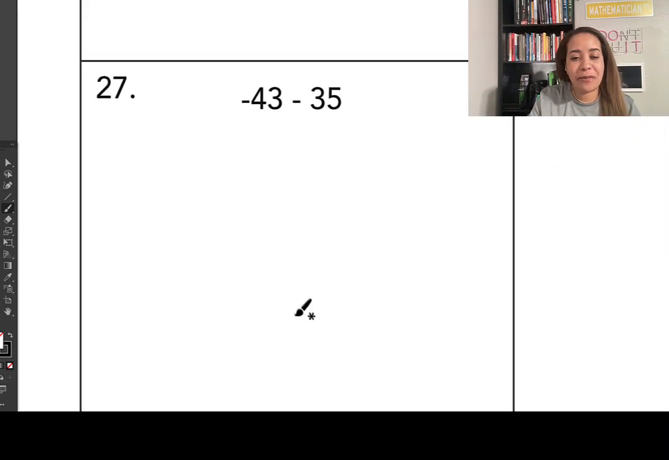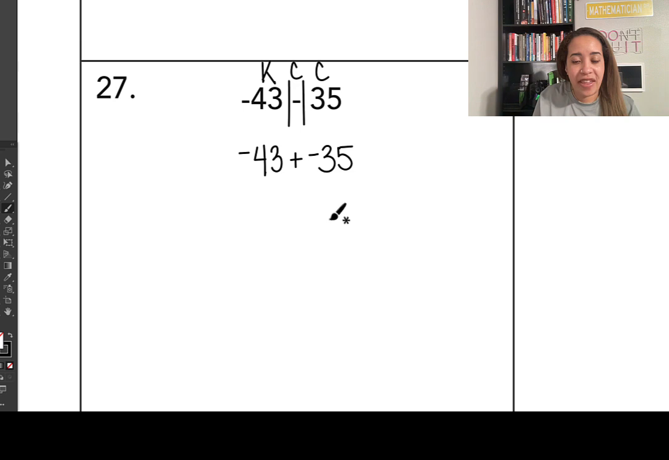We've got 2 more problems, almost there. We see subtraction, so we can say keep, change, change. We keep the negative 43, change from a minus to a plus, and change from a positive 35 to a negative 35. So now I see an addition problem that has the same signs. So we say same signs add. We're doing 43 plus 35, and that gives us 78.